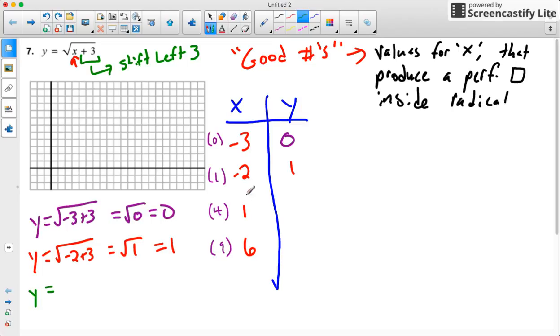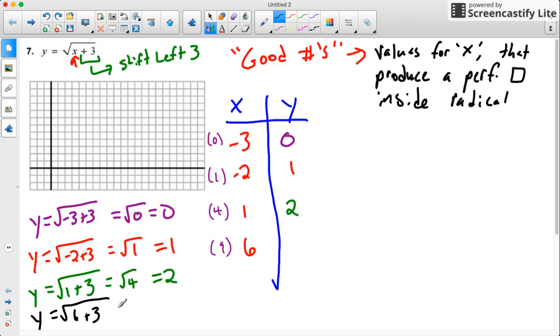And then I'm going to plug in this 1. I have the square root of 1 plus 3, which is the square root of 4, which is equal to 2. So there's my next one. And finally, I have y equals the square root of 6 plus 3, which is equal to the square root of 9, which is equal to 3. So here are my 1, 2, 3, 4 values, or 4 points that I'm going to plot from this table onto this graph. So here we go.